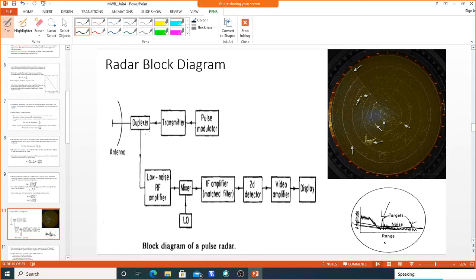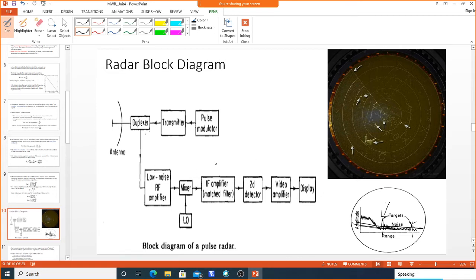Based on the range position, it will go on displaying the values. The amplitude values will keep varying for a moving target. If it is a stationary target, then the amplitude will be displayed at the position of the stationary target. So this is another form of display representation, in the rectangular form, and this is in the polar form.